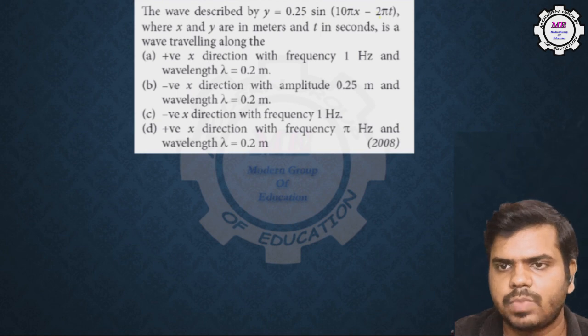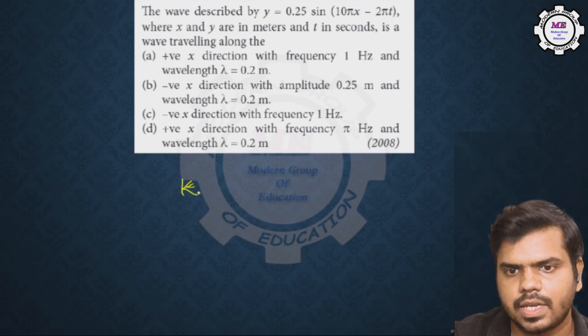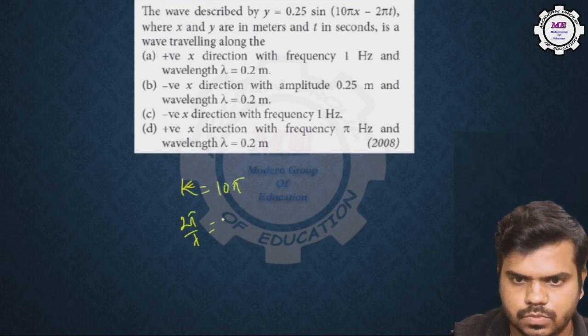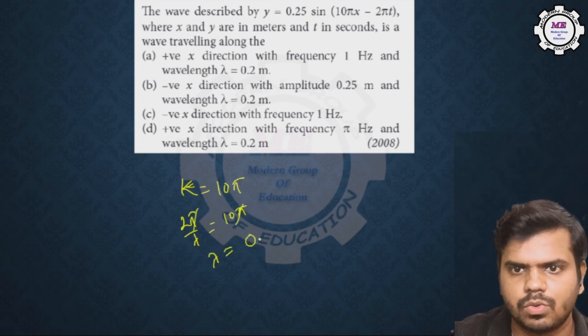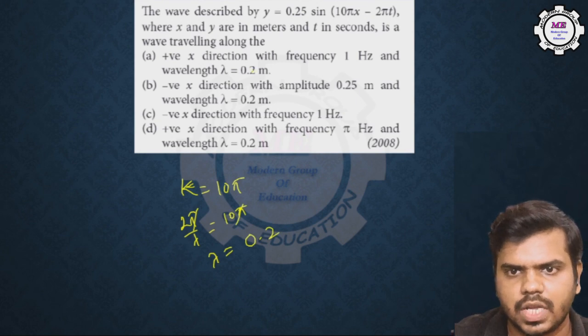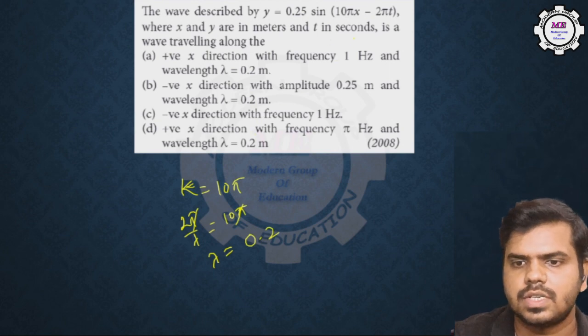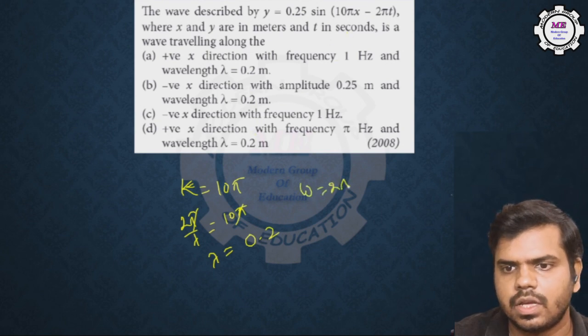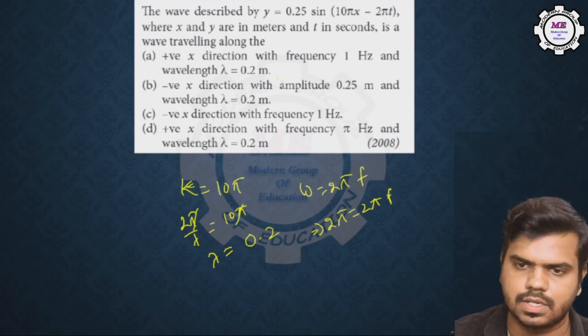Here k is 2 pi by lambda, and k is equal to 10 pi. So 2 pi by lambda is 10 pi, pi gets cancelled out, lambda will be 2 by 10, that means 0.2. So option A has 0.2, and option B also has 0.2 meter. Now you have to check with the frequency. Omega is 2 pi f, and here it is 2 pi, so f is equal to 1 hertz. So option A is correct.